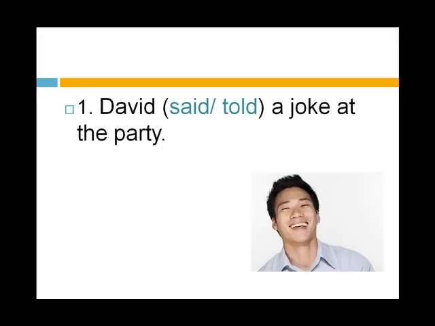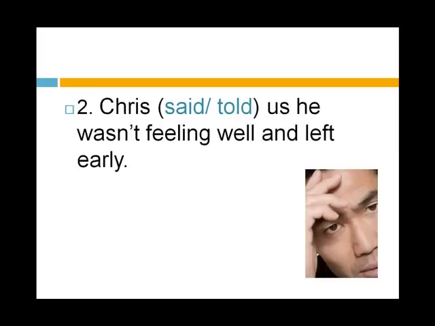Now you try number 1. Read the statement and then I'll tell you the answer. Answer: David told a joke at the party. Telling a joke is telling a piece of information. We tell a joke just like we tell a story. Number 2. Answer: Chris told us he wasn't feeling well and left early. Grammatically, there can only be one choice, told, because we don't have the preposition to, said to us. Their only choice, told. Chris told us.